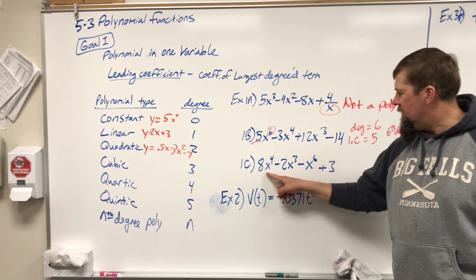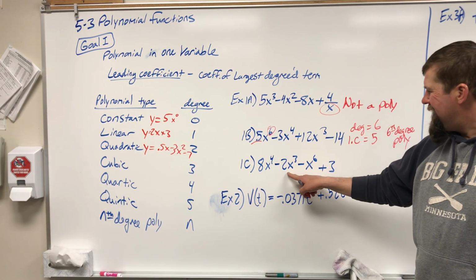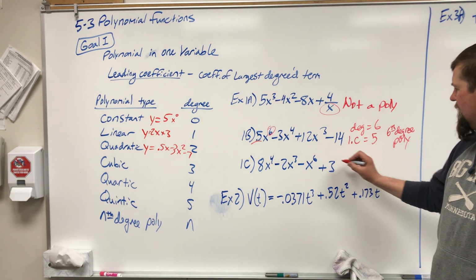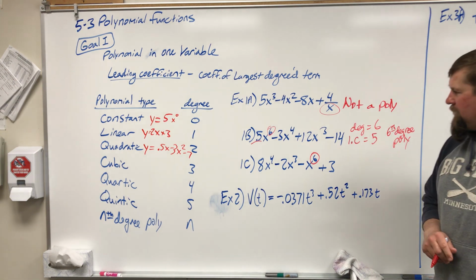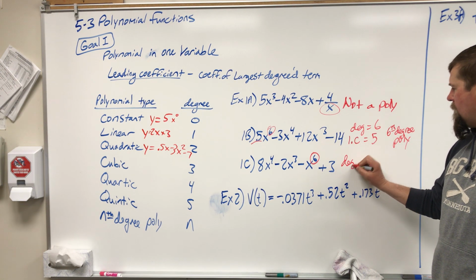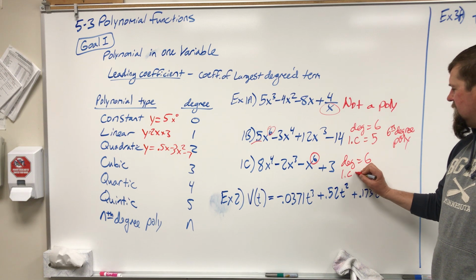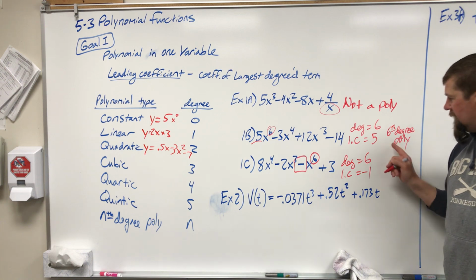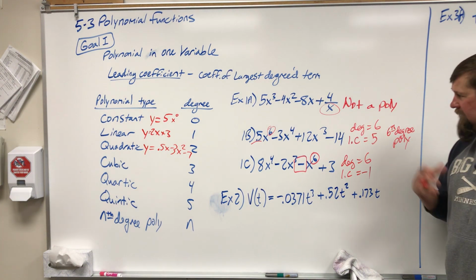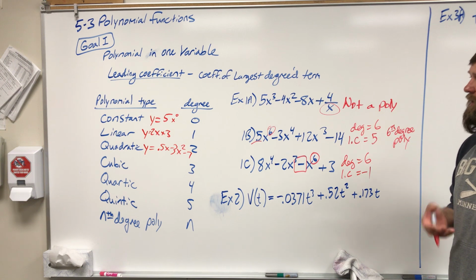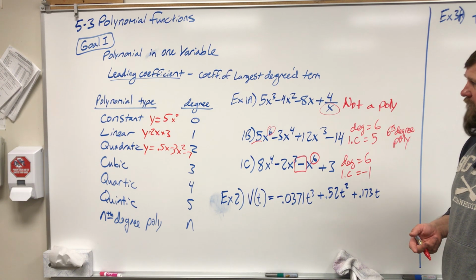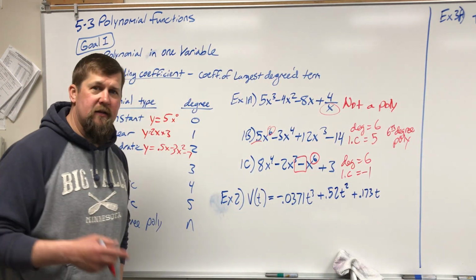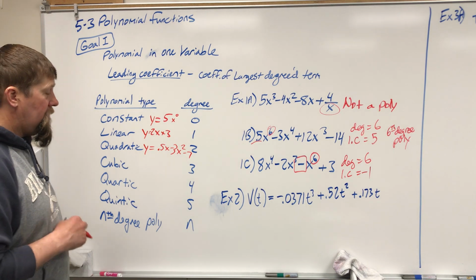All right, here again, you're looking at 8x to the 4th minus 2x to the 3rd minus 6x minus x to the 6th plus 3. Again, this is a 6th degree polynomial. The leading coefficient is -1. And then again, it's a 6th degree polynomial. So that's how you look at that. That's how you process what the degree is, what the name or type of it is, and look for the leading coefficient. We're going to be using that in the second goal today in 5.3 polynomial functions.